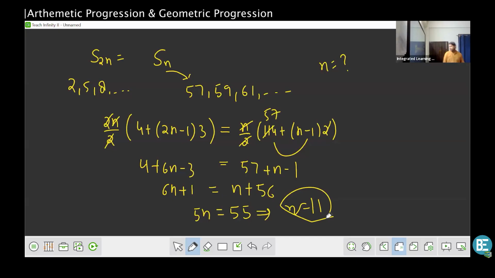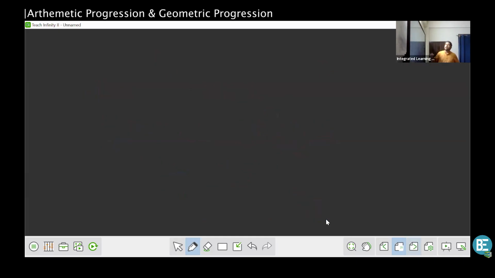Okay, so I hope the AP topic is revised. I will quickly tell you about a new progression so that we can do questions in the next class and maybe some questions in the homework. So AP you did in class 10. Now you will study a new progression, that is geometric progression.